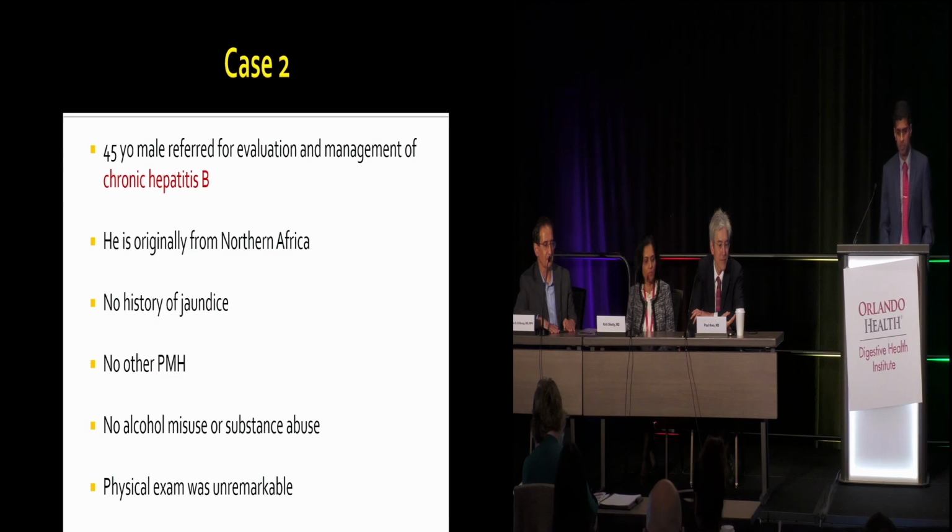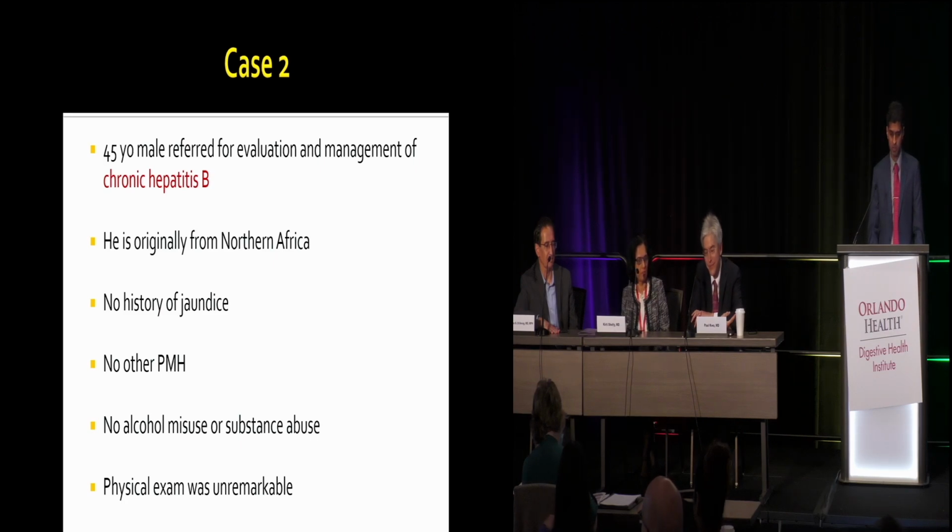So second case, the hepatitis B. This is a 45-year-old male. He was referred for the evaluation and management of chronic hepatitis B. He's originally from Northern Africa. He has no history of jaundice as per his recollection, no other past medical history, currently no alcohol misuse or substance abuse. His physical examination was unremarkable.